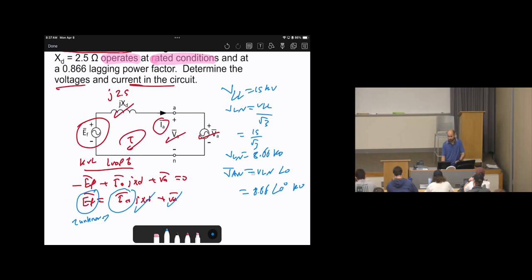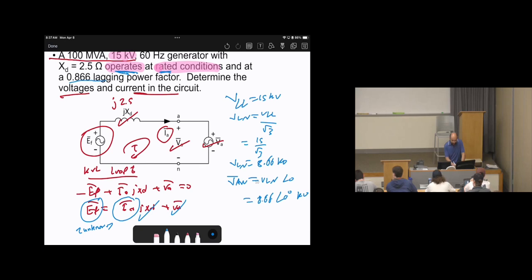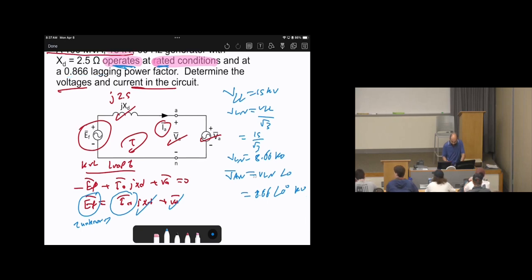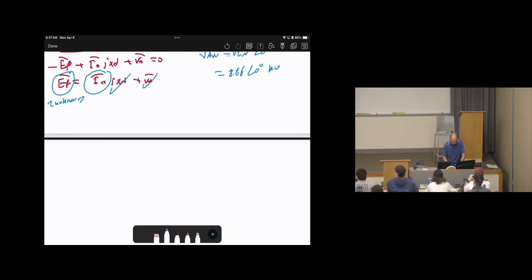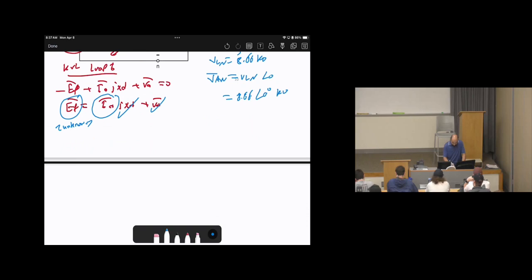Okay, how can I find these two unknowns, or how can I do other analysis? Look at the other given information. It operates at rated, which is 0.866 lagging power factor, 100 megavolt ampere. So it operates at 100 megavolt ampere, 0.866 lagging power factor. Now we can use this to find the power. What do we know about the power?